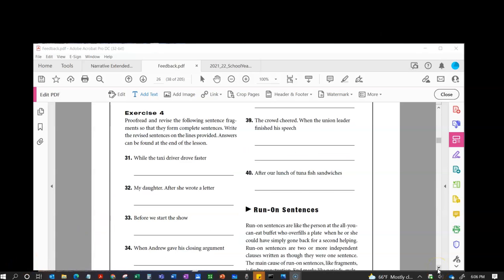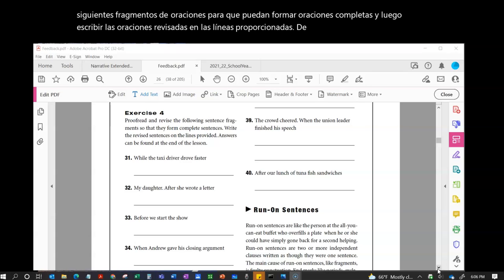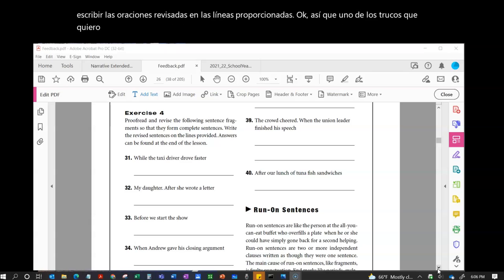Okay, and we are back to exercise 4, okay? Exercise 4 says proofread and revise the following sentence fragments so that they form complete sentences. And then write the revised sentences on the lines provided, okay? So one of the tricks I want you to use, okay, is to try to understand what is missing or what is needed, okay? So let's take a look at this first example, all right?